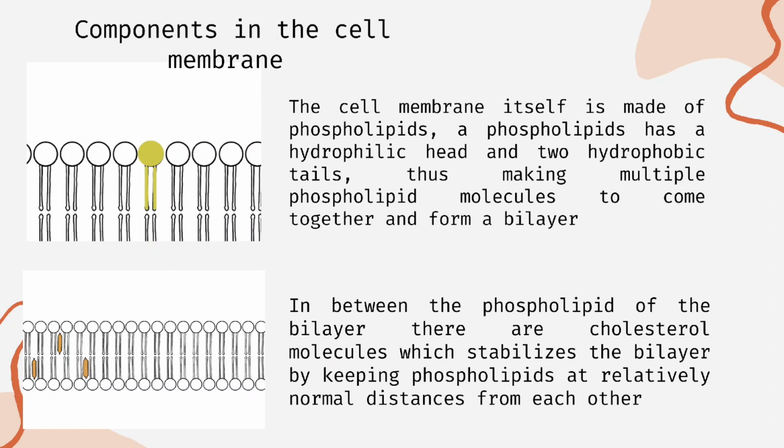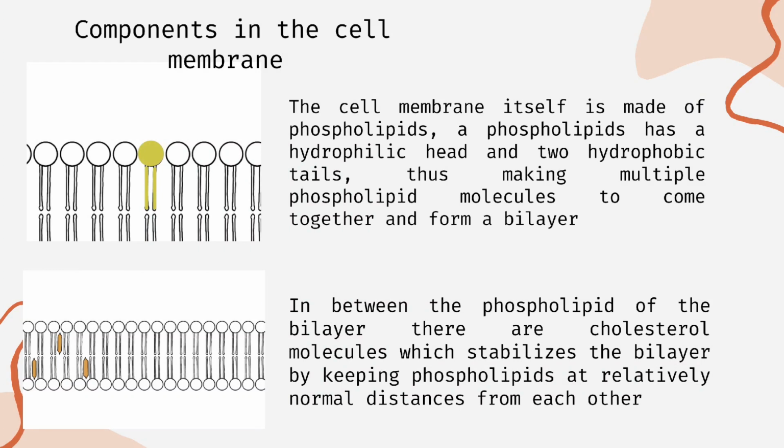The cell membrane itself is made of phospholipid. As seen here, a phospholipid has a hydrophilic head and two hydrophobic tails, thus making multiple phospholipid molecules come together and form a bilayer. This structure is called fluid mosaic, meaning that phospholipids are free to move around but they stay together as a surface. Molecules can pass through the bilayer easily if they are soluble in lipids.